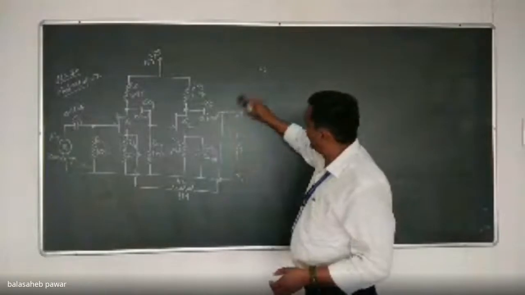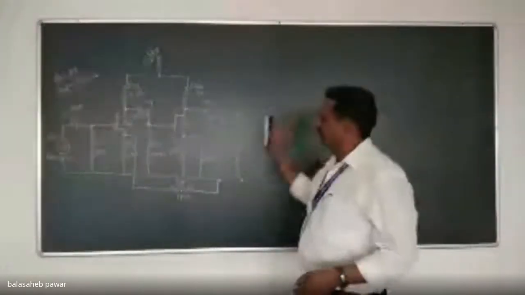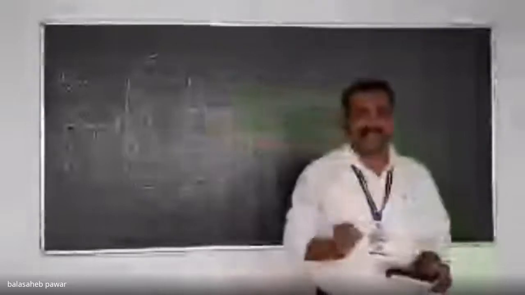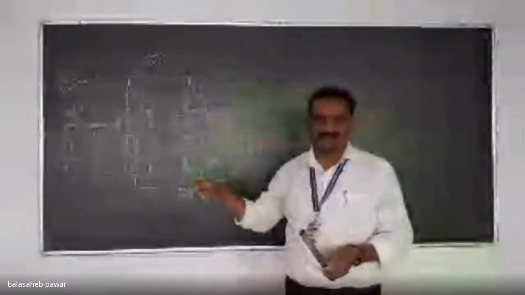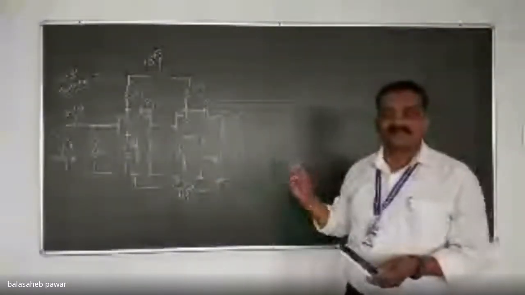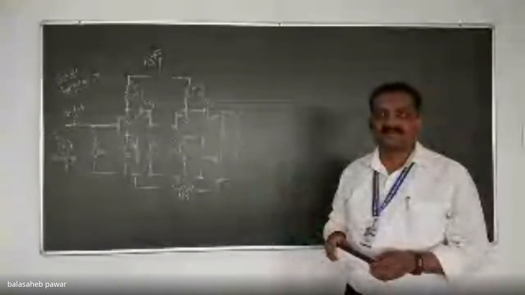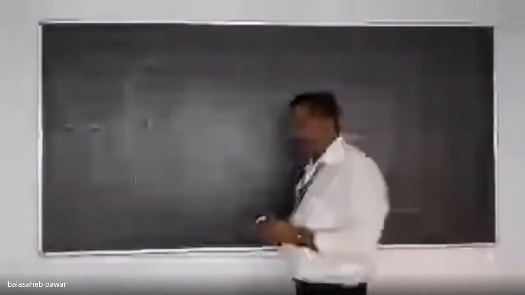So first step is to identify the topology. So the given amplifier circuit is from which topology? It is a voltage series feedback amplifier, because there is voltage type of sampling and there is series type of mixing. Is it clear? Yes, sir. Okay.